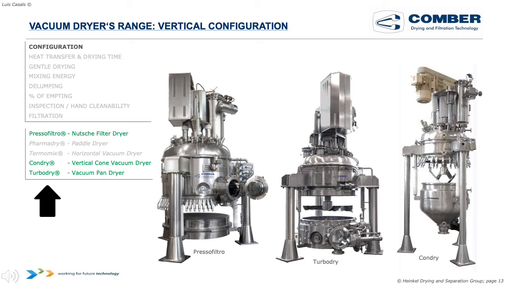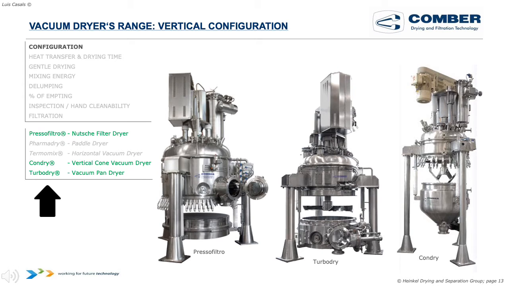Regarding configuration, the first concept: we have vertical and horizontal vacuum dryers. These are the three vertical dryers we are comparing: the Presso Filtro or Nutsche filter dryer, in the middle the Turbo Dry, and on the right-hand side the ConDry, the cone bottom vacuum dryer.